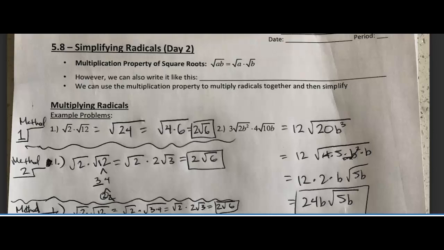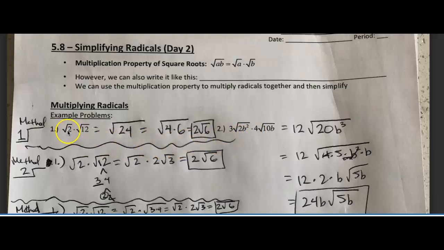Just adding on to our simplifying radical skills, we're adding on the multiplication aspect. You can multiply radicals here. You see, if you have the square root of a times the square root of b, it's simply the square root of ab. So you can multiply radicals. You just multiply whatever's inside by whatever's inside, and if there's values outside, you multiply those.